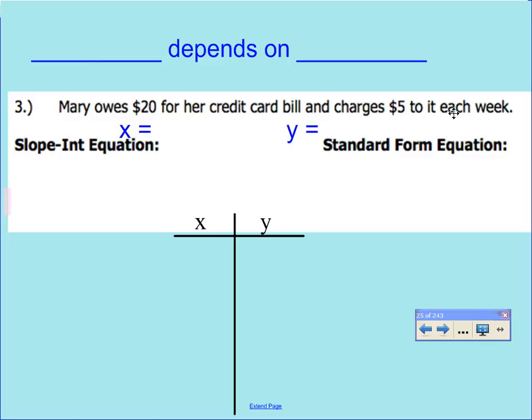Okay, so Mary owes $20 on her credit card bill and charges $5 to it each week. I want you to think of this as she is spending money. You're charging it on your credit card, even though that money is not out of your pocket yet. Think of that as she is paying for something. She's getting rid of her money, okay? So let's start here. What is X and what is Y?